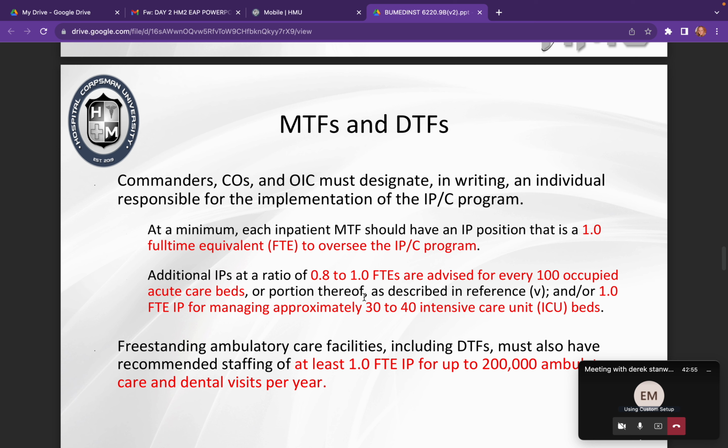All right. Freestanding ambulatory care facilities, including DTFs, so dental treatment facilities, must also have recommended staffing of at least 1.0 FTE IP for up to 200,000 ambulatory care and dental visits per year. So know your beds. So 0.8 to 1.0 for every 100 acute care. So know the difference between acute and intensive care. And then 30 to 40 for intensive care unit beds.